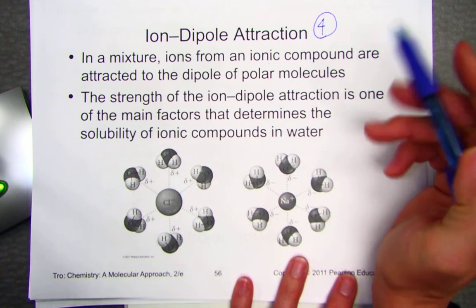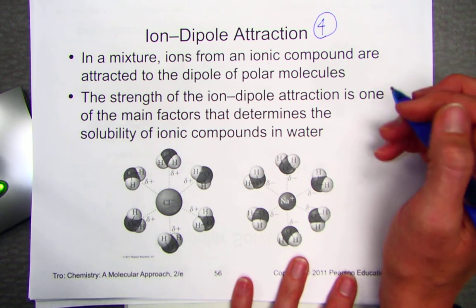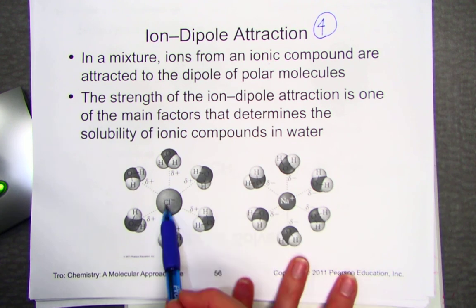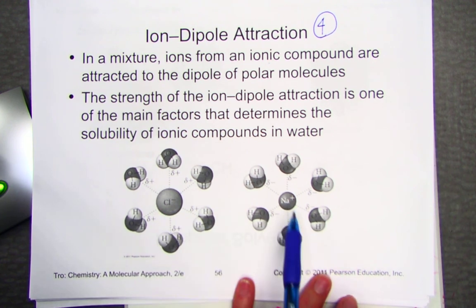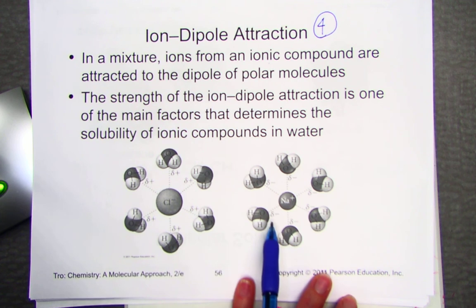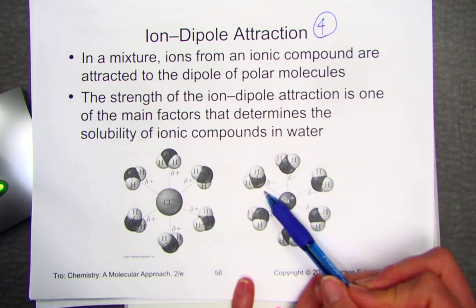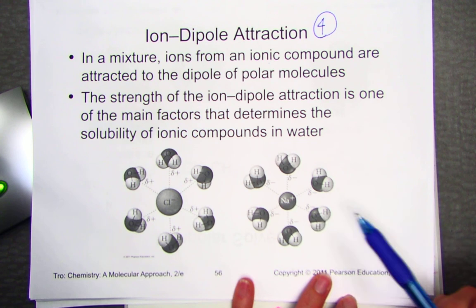The strength of the ion-dipole attraction is one of the main factors that determines the solubility of an ionic compound dissolved in water. Sodium chloride is ordinary table salt. Sodium is positive, chloride is negative. When sodium chloride dissolves in water, it dissociates. It lets go of the ions, and we can clearly see the attraction between oppositely charged areas.